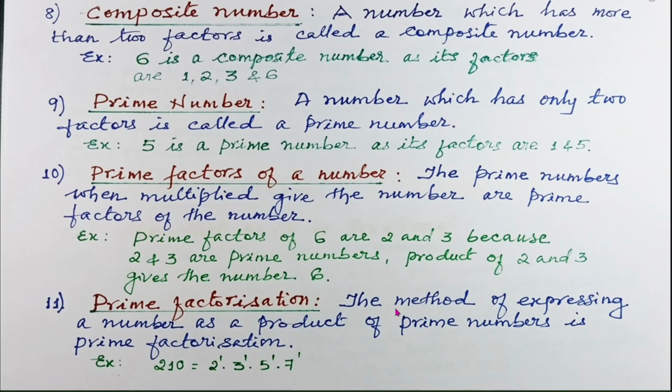Now prime factorization. The method of expressing a number as a product of prime numbers is known as prime factorization. That means if I have the number 210, I can write it as a product of prime factors: 2 raised to 1 into 3 raised to 1 into 5 raised to 1 into 7 raised to 1. That means I have expressed the composite number 210 as a product of only prime factors, and this process of finding the prime factors and expressing the number as a product is what is called prime factorization.